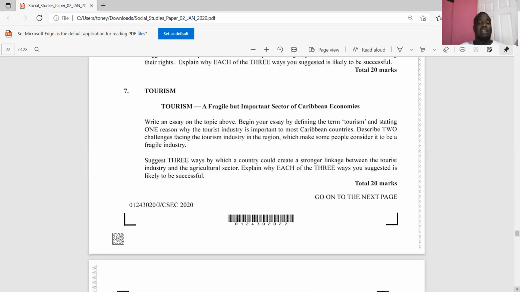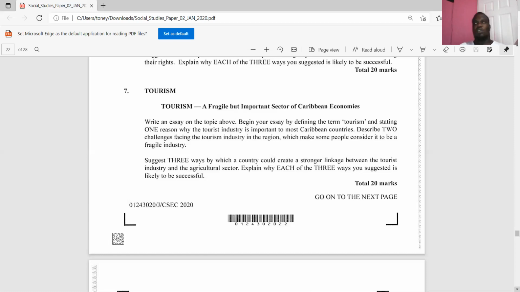And we know when that happens, then the tourism industry is significantly impacted. Right? Next part of the question now says, suggest 3 ways by which a country could create a stronger linkage between the tourist industry and the agricultural sector.